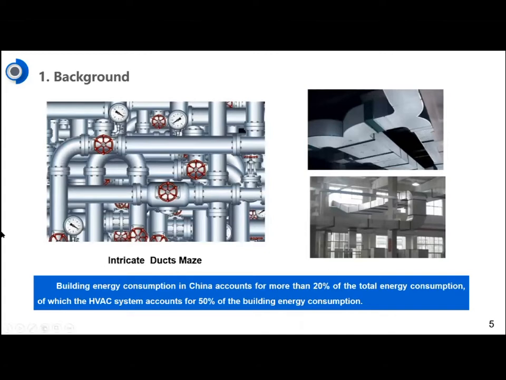At present, as I said before, the building energy consumption in China accounts for more than 20% of the total energy consumption, of which the HVAC, heating, ventilation, and air conditioning system accounts for 50% of the building energy consumption.